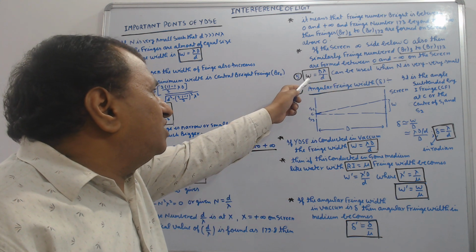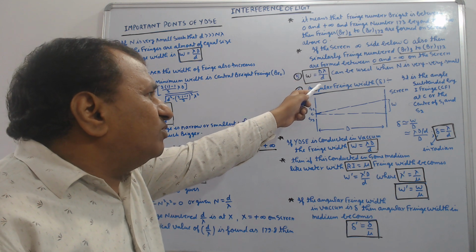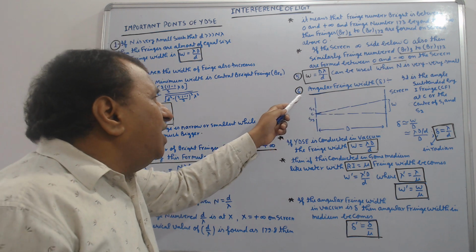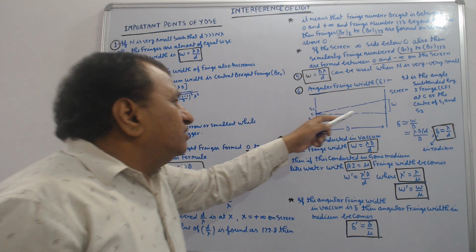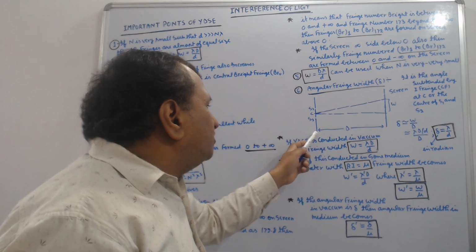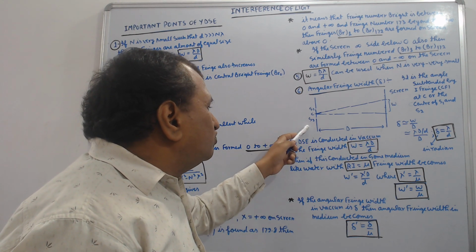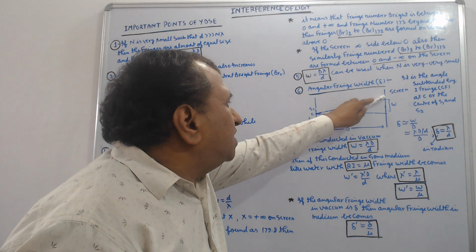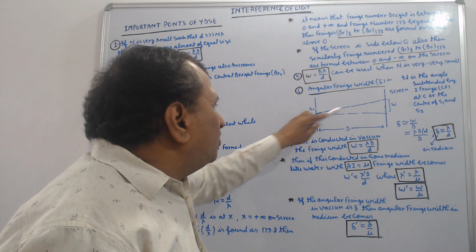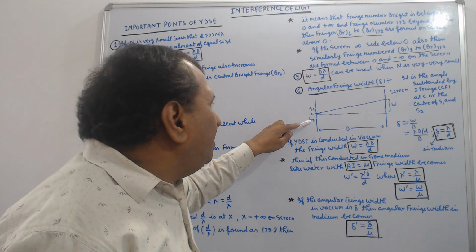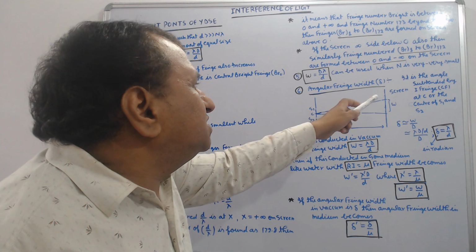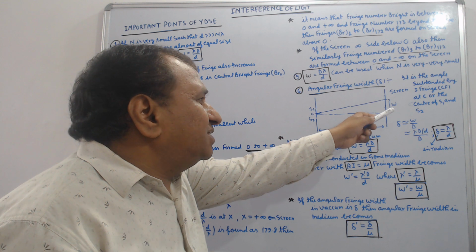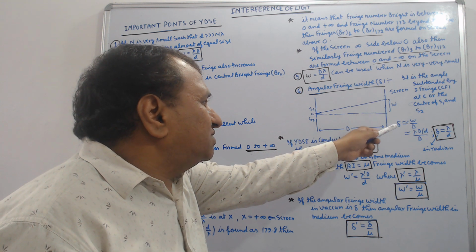Fringe width W equal to capital D lambda by small d can be used when n is very small. Angular fringe width. This is the screen and the distance from screen to slit is capital D. S1 S2 are two slits. C is the midpoint on the screen. So the angle that the central fringe makes at C is the angular fringe width. It is the angle subtended by the first fringe, the central fringe, at C or the center of S1 and S2.